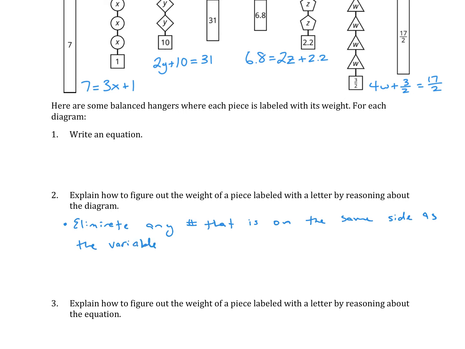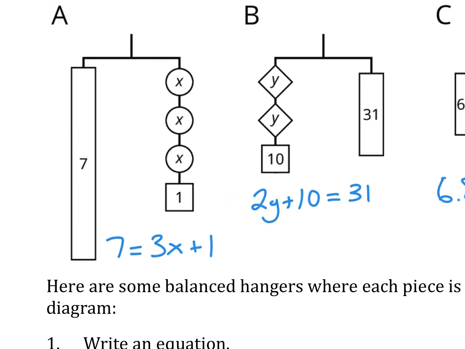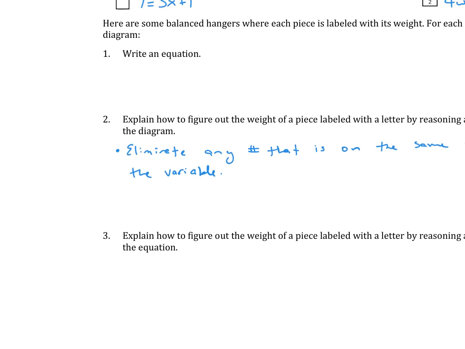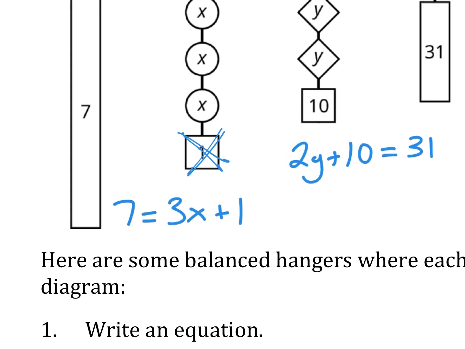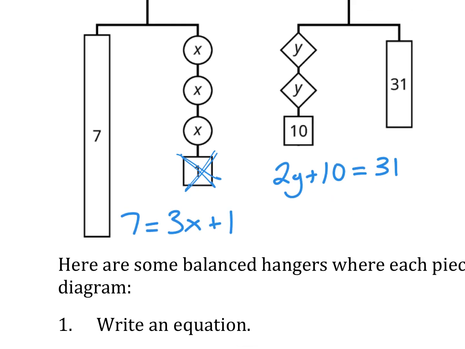So for example, in hanger A, I have a 1 on the variable, so I know I need to eliminate this 1. I need to get rid of it. But in doing so, the left side now is heavier than the right side because I removed something from the right side. So then my next step is to eliminate the same amount on the other side. So for example, if I eliminated 1 from the right, I also need to eliminate 1 from the left. Now I know that we just have a bar that is 7. So essentially what we're going to do is 7 minus 1, which is 6. So now this bar has a weight of 6.